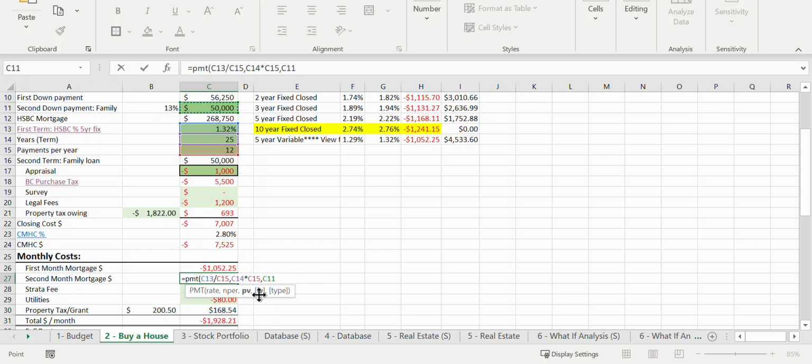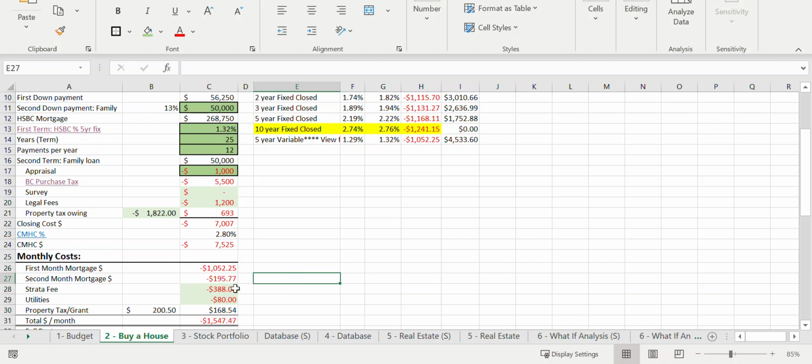FV stands for the future value, if you want to have a balance owing, and type is whether you want to pay at the beginning of the month or at the end of the month. You can ignore those two for now, because those are more specialty variables or arguments. I push enter, and it says here that I have to pay an extra $195 to pay back the second mortgage.